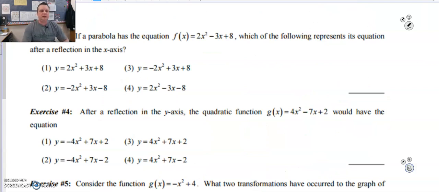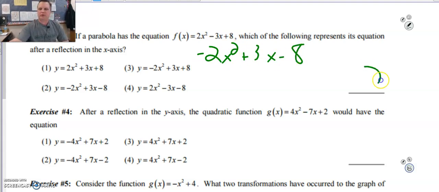Exercise 3. If a parabola has the equation 2x squared minus 3x plus 8, which of the following represents its equation after reflection over the x-axis? X-axis means that it gets distributed. There it is, which is choice 2.